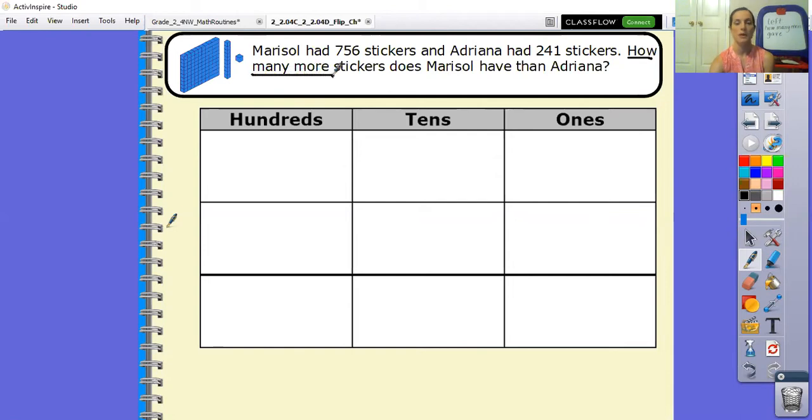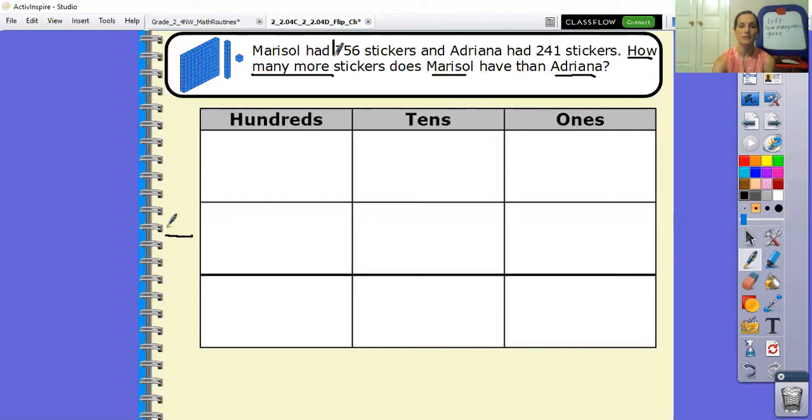How many more? So that is telling me that we are going to subtract. We are going to compare the two numbers between Marisol and Adriana. So down here, I'm going to put my subtraction symbol. And as you can see, they have given us a hundreds, tens, and ones place value chart to help us keep our numbers in the correct place. Okay, so we need to find out how many more stickers Marisol has than Adriana. So let's find out how many Marisol has.